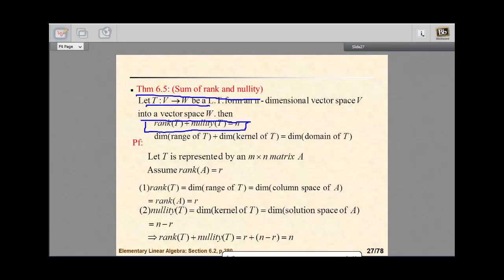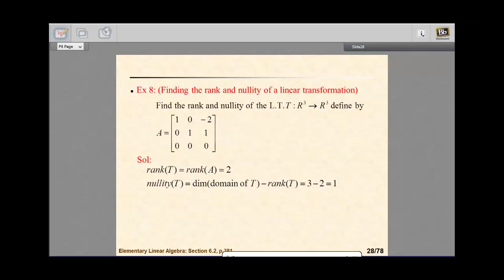If we have a transformation T from V to W, a linear transformation of an n-dimensional vector space V into a vector space W, then it is called the rank nullity theorem. Or we can say that dimension of range of T plus dimension of kernel of T is equal to dimension of domain of T. So now a small question from the rank nullity theorem: find the rank and nullity of a linear transformation from R cube to R cube defined by this.